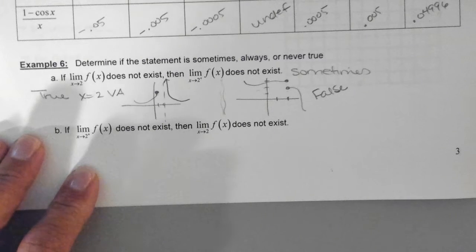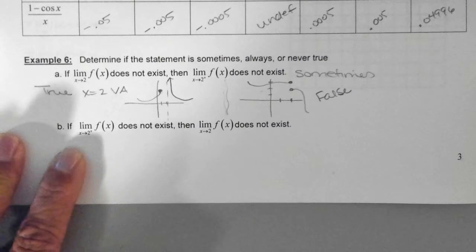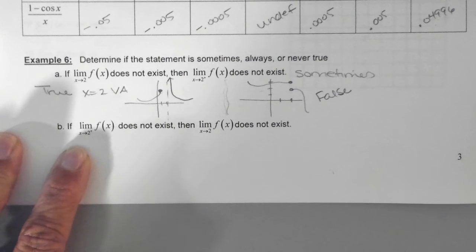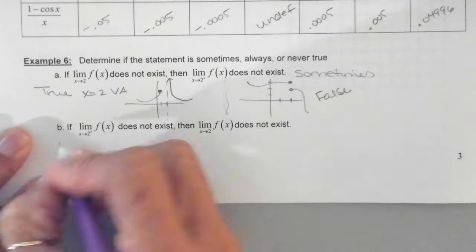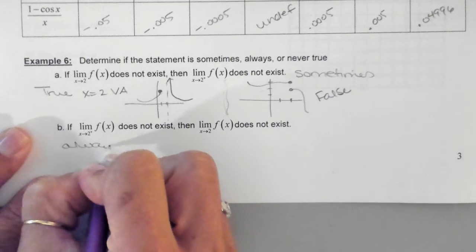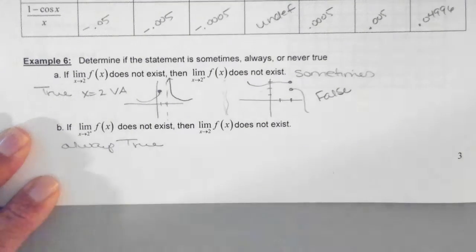Okay, so what about if the limit as x approaches 2 from the right does not exist, then the overall limit as x approaches 2 does not exist. This is always true. Okay? Does everyone understand why it's always true? You don't need a graph, you don't need an explanation. Everybody's okay. Awesome. Okay.